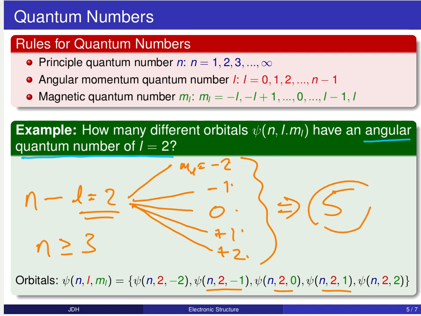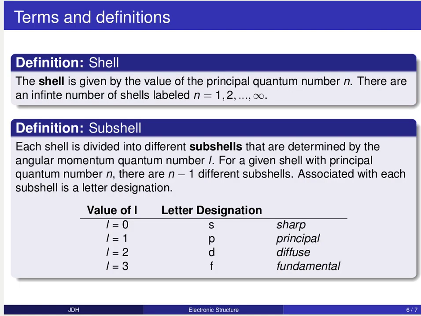Okay, so that's the basics for building up these little orbital labels using quantum numbers. In the remainder, the last slide here, what I just want to do is introduce some common notations and definitions that we use when we're talking about these different orbitals with different sets of quantum number labels.